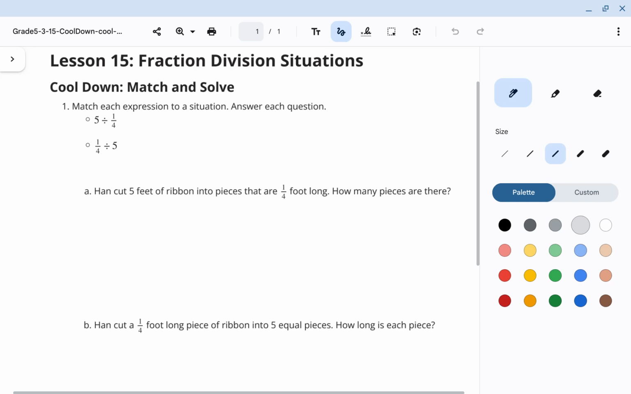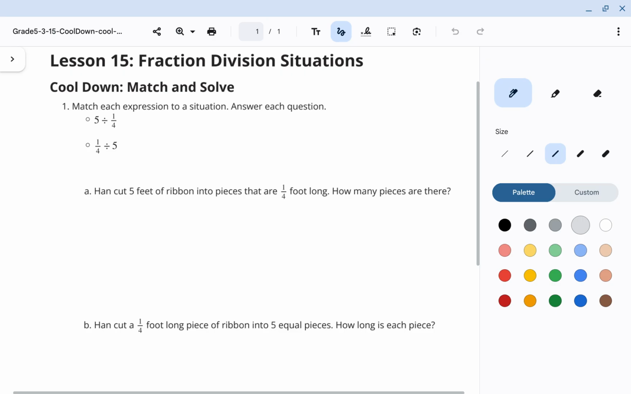Good morning, mathematicians. We are looking at Lesson 15, Fraction Division Situations. I love this cool down. I love this lesson. It's such a good reminder, as we've been talking about, that it's not always the biggest number that's your dividend and your smaller number that's your divisor. No, we cannot follow that. That has expired here in 5th grade.